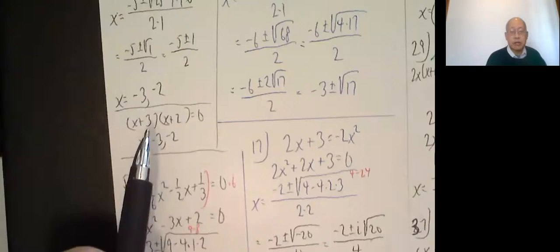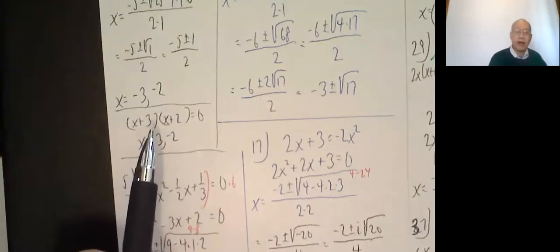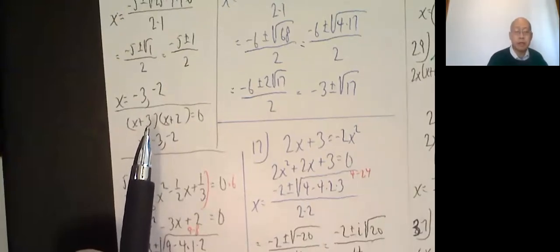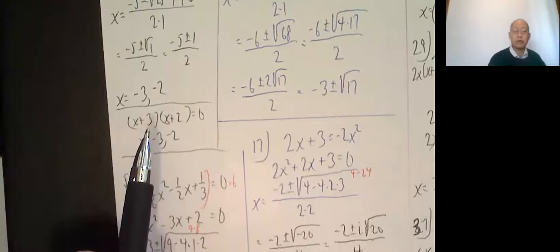Factoring is much faster if you can factor. Maybe you can't factor, but you can always do completing the square last time, and you can always do the quadratic formula.